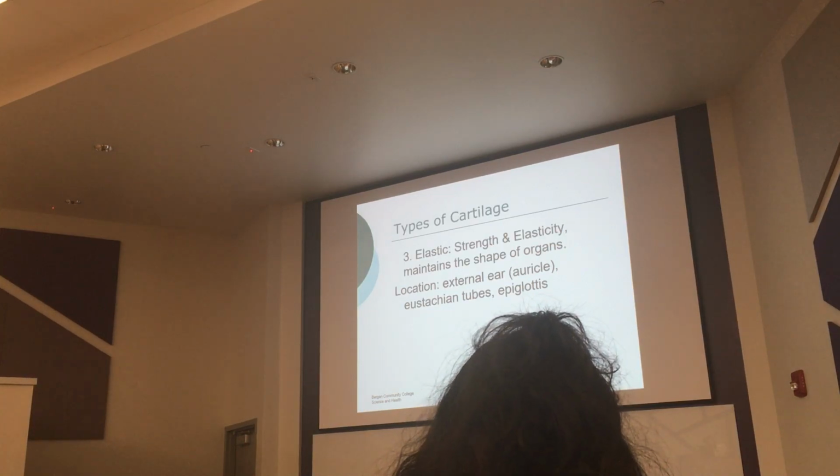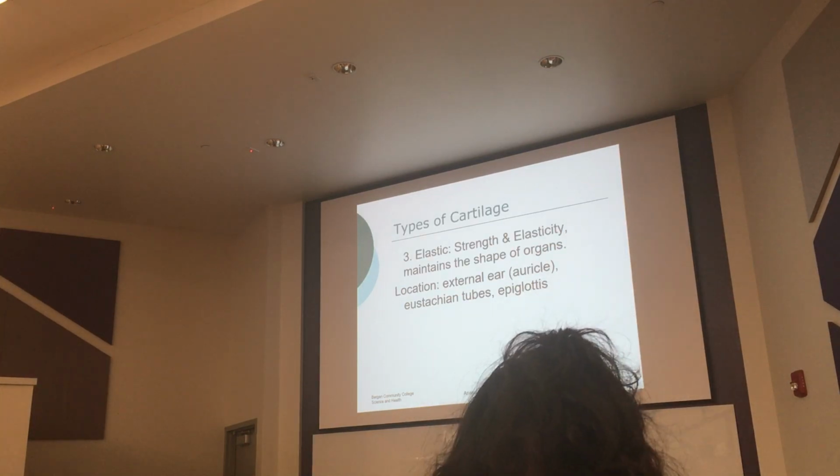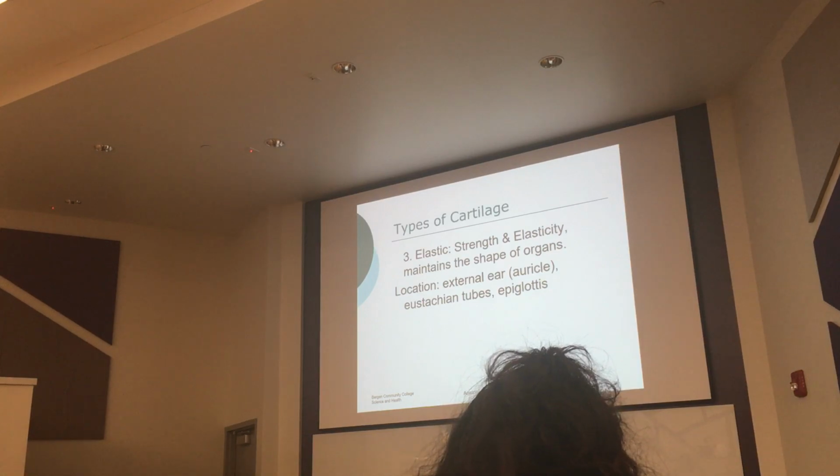The last one is elastic cartilage. What are you going to have in that? You have more elastic fibers, more elastic connective tissue in there. So this is going to be the external ear, called the auricle of the ear.